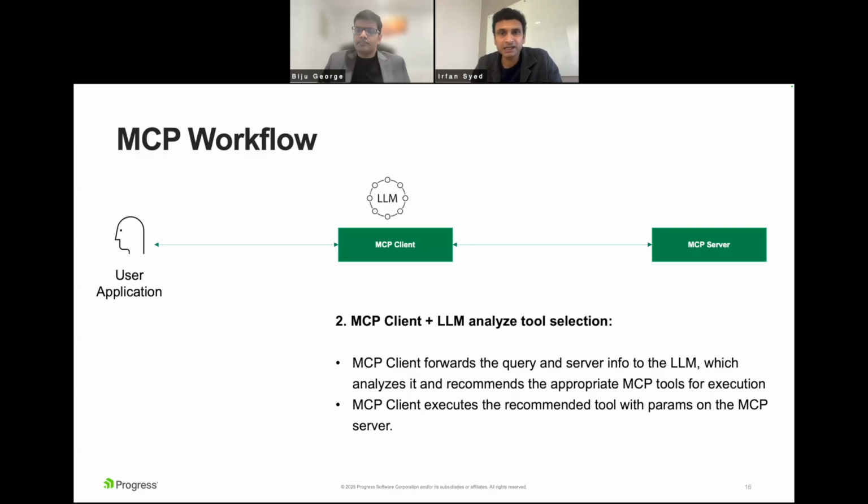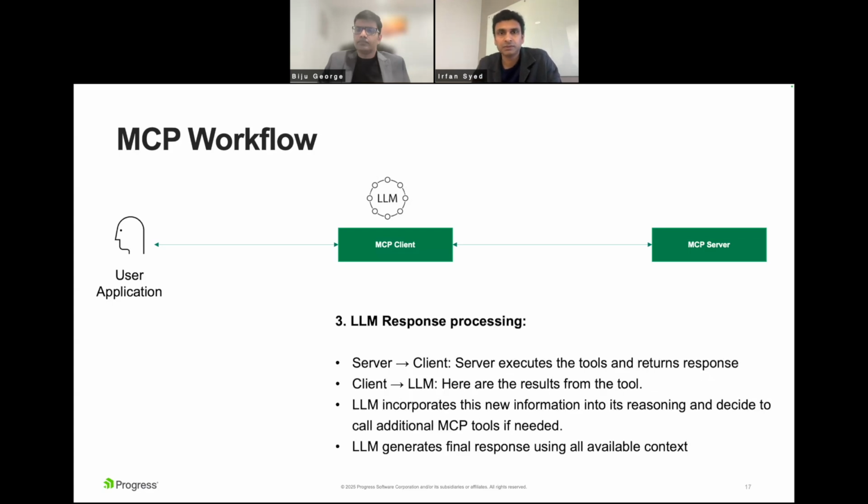Then the LLM comes back to the MCP client and says this is the tool that you should be executing. Then the MCP client executes the recommended tool with the right parameters on the MCP server. The MCP server executes the tool because it doesn't need anything else. It's just an API interface at that point of time, a function interface. It just executes the tool and returns the response. Once the response is returned to the MCP client, the client forwards the results to the LLM and says, for this question, this is the result I got.